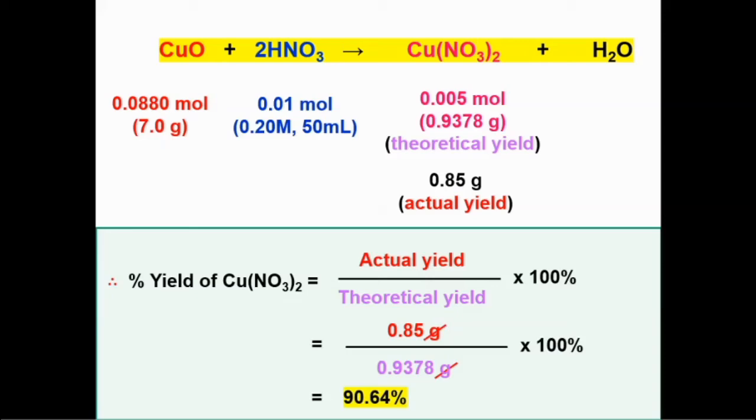90.64%. And that is, guys, the percentage yield of copper two nitrate. It is just 90.64%. So that is how we calculate percentage yield.